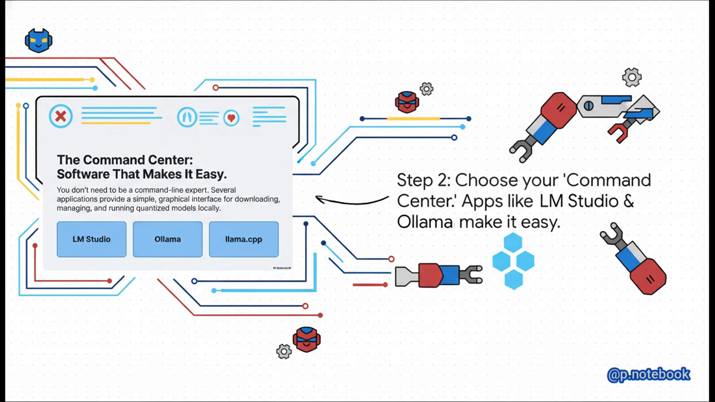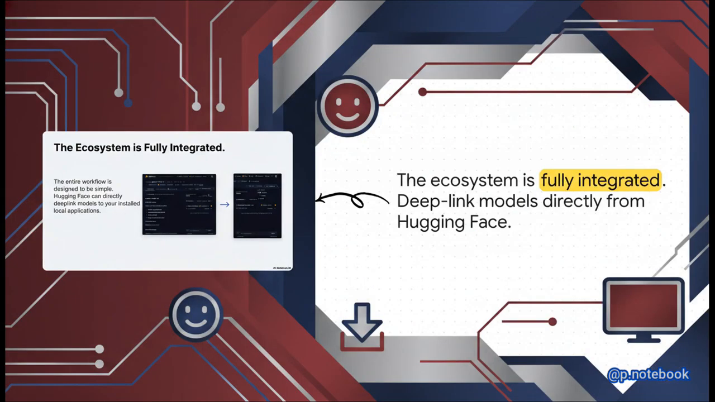And you do not need to be a coding genius for this part. Apps like LM Studio and Ollama give you a super simple, clean interface to download, manage, and just chat with your local models. Seriously, it's as easy as installing any other app on your computer. What's really cool is how smoothly all of this works together. The entire ecosystem is just built to be integrated. A lot of the time, you can just click a button on Hugging Face and it will open the model directly in an app like LM Studio. The whole process from finding a model to having a conversation with it is just incredibly simple.